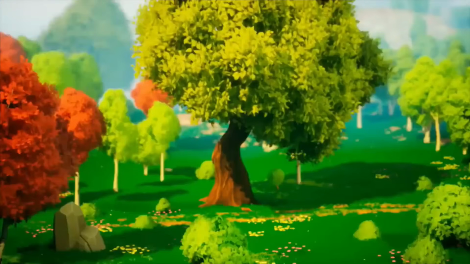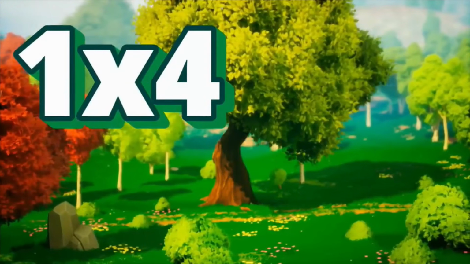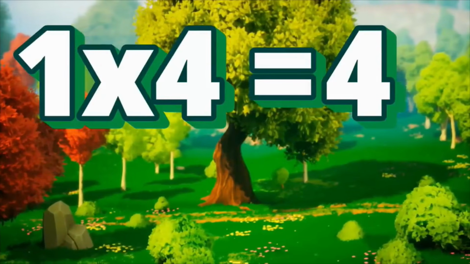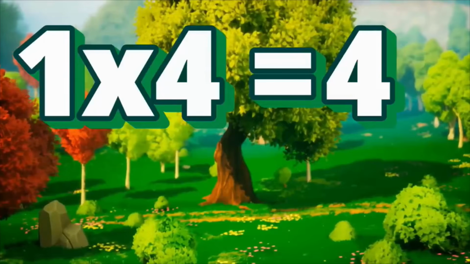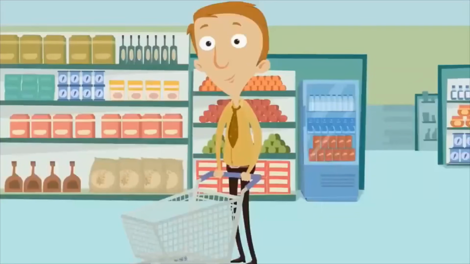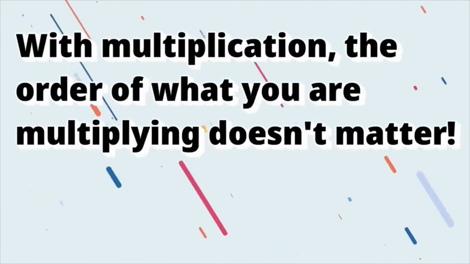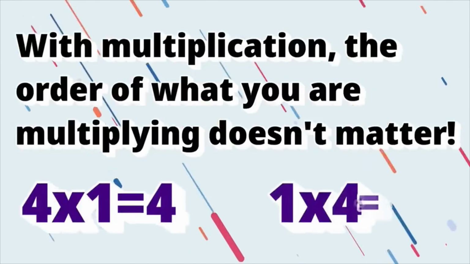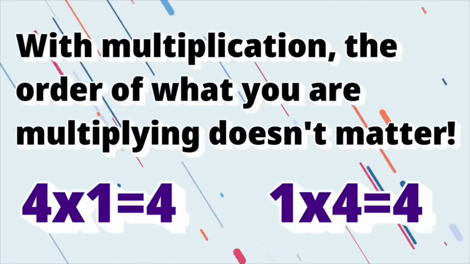Next, let's try 1 times 4. What is 1 times 4? 4. Very cool. 1 times 4 equals 4. If you have the number 1 4 times, you have 4. You might have picked up on this already, but with multiplication, the order of what you are multiplying doesn't matter. The answer is the same. 4 times 1 equals 4. 1 times 4 equals 4. If you flip the 4 and the 1, the answer is the same.